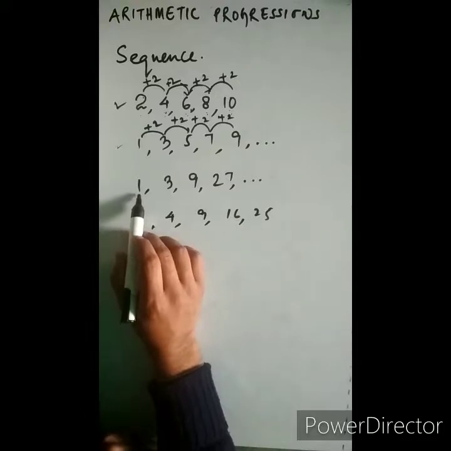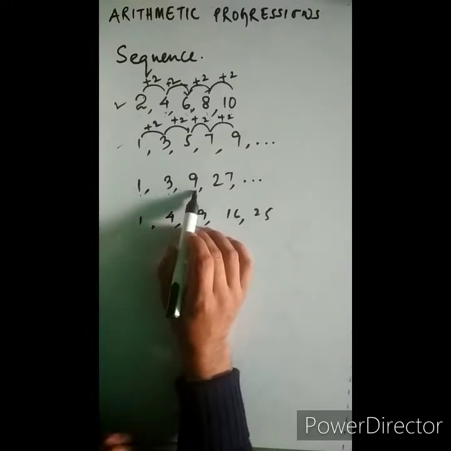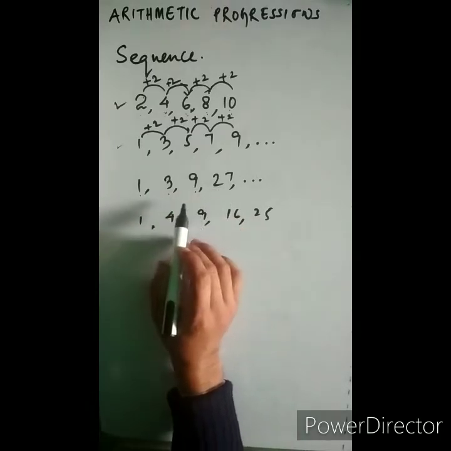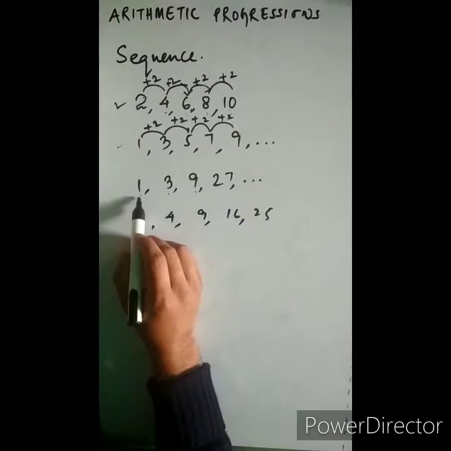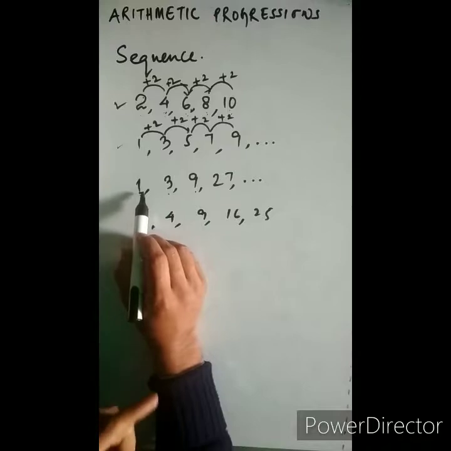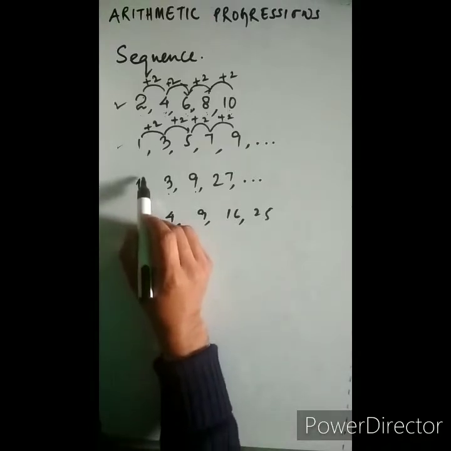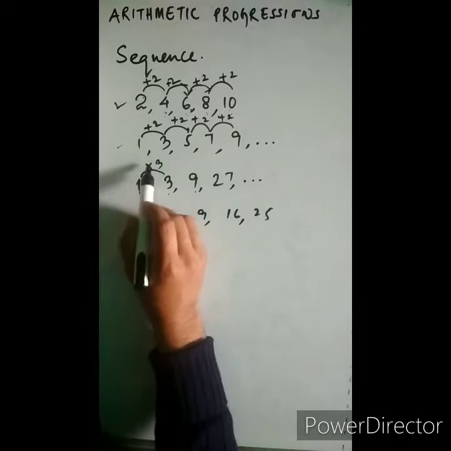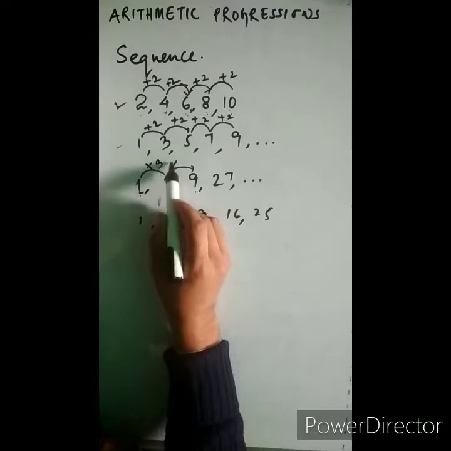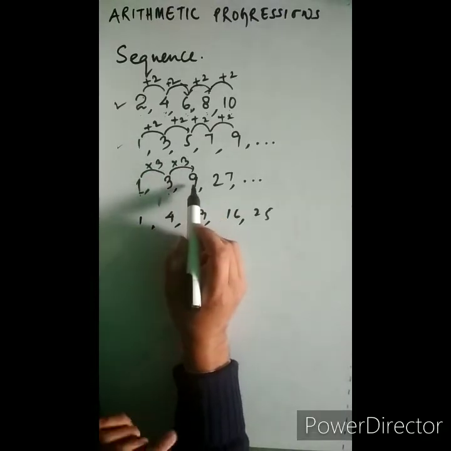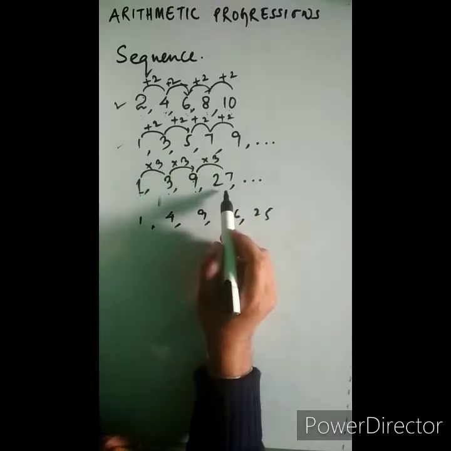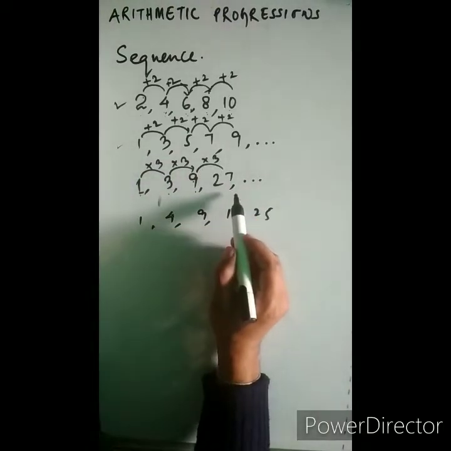Look at here again. 1, 3, 9, 27. Do not be surprised. Let us find out, is there any rule obeyed here while arranging the numbers? Now the first one is 1. If I multiply this 1 by 3, 1 into 3, 3. Again, if I multiply by 3, 3 into 3, 9. If I again multiply by 3, 9 into 3, 27. Here also I am following a rule.